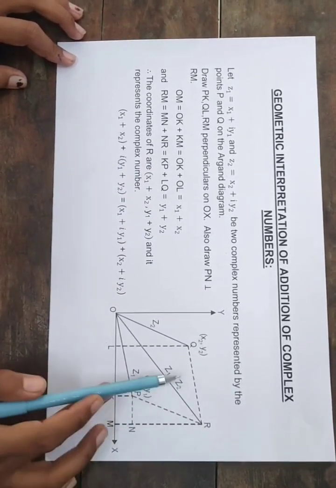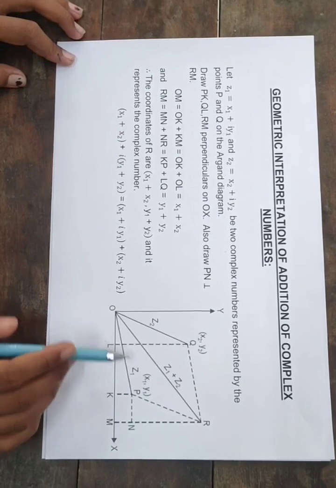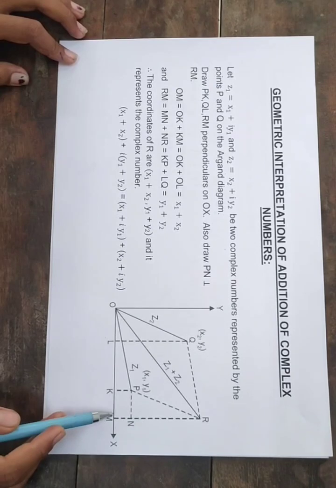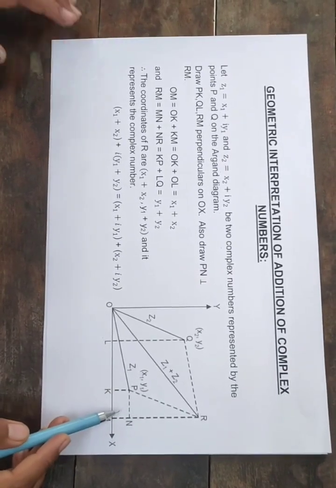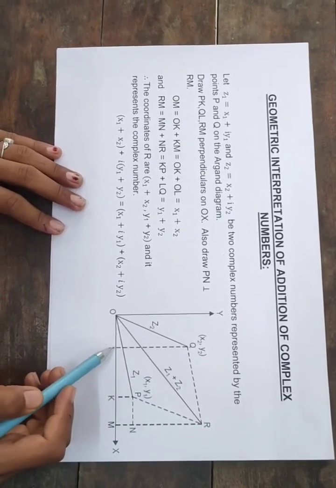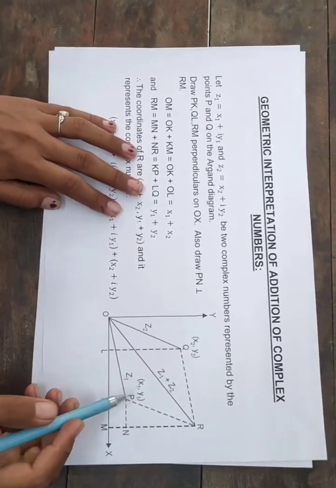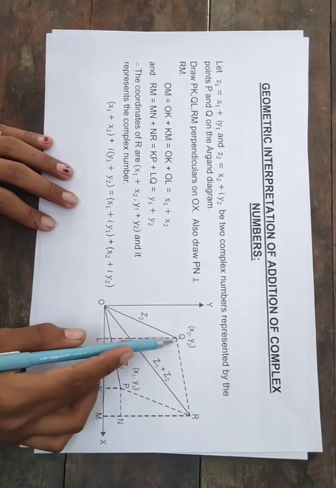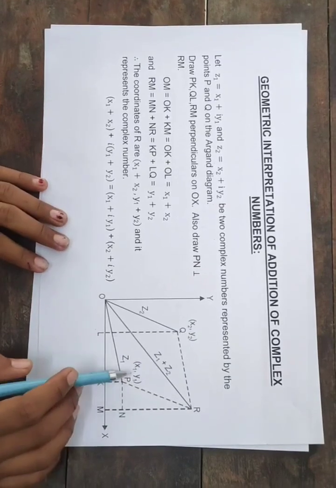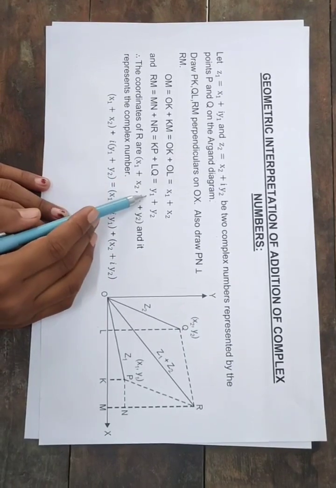We are considering quadrilateral LMRQ. In this, RM is equal to MN plus RN. KP is parallel to MN and NR is parallel to QL. So we can take MN plus NR is equal to KP plus LQ. Q's coordinates are x2 and y2 and P's coordinates are x1 and y1. These are vertical on the y axis, so we can take it as y1 plus y2.